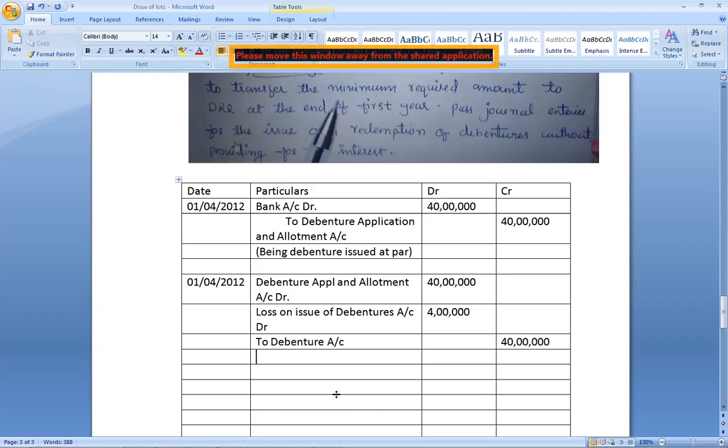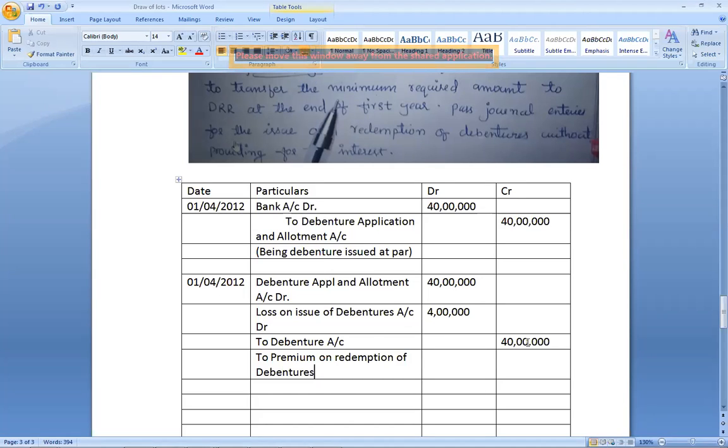And again you have a liability, one more liability: premium on redemption of debentures. You have two liabilities. One is the nominal value which you are going to pay, and second is the premium on redemption of debentures. This is 4 lakh rupees. So why am I writing 2 times 4 lakh? Because the loss is debited on the debit side, okay, and premium is a liability, so it will come in the liability side of the balance sheet.